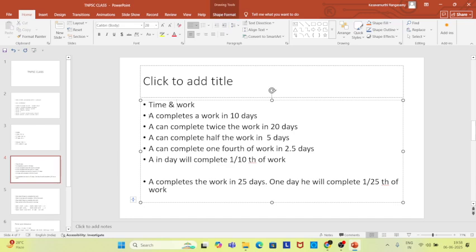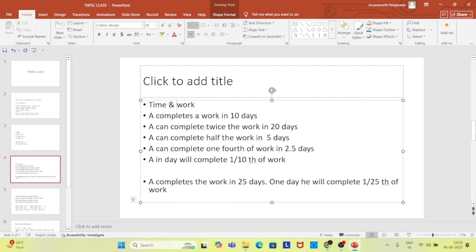Let us say a person A completes a work in 10 days. Then the same person A can complete twice the work in how many days? 20 days. If he completes one work in 10 days, double the work he will complete in 20 days. It's very simple. If it is half the work, he will take 10 by 2, which is 5 days. For 1/4 of the work, half of 5, which is 2.5 days.